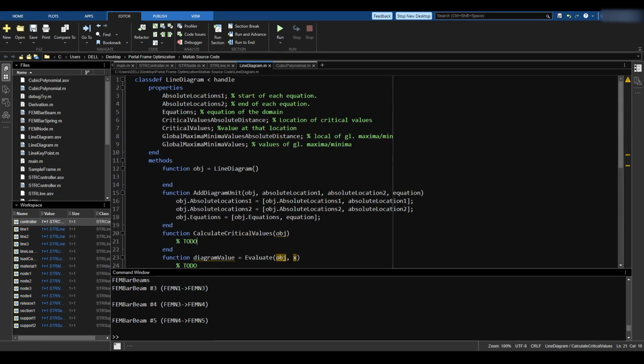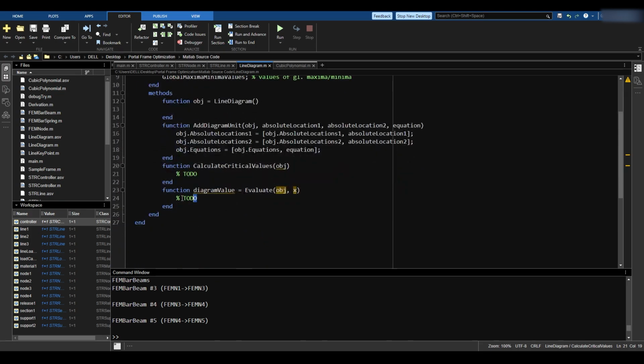Fantastic. Now we go back to the line diagram, and we finish the stuff that we shifted for later. This is going to be a little bit awkward, but let's do it. So we have shifted for later the calculate critical values and the evaluate me. Okay. Now the evaluate me is kind of easier to do. Here we will need to first of all find which equation is going to be used. And how do I find that?